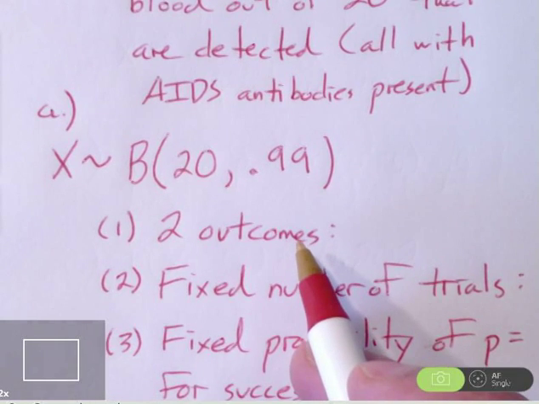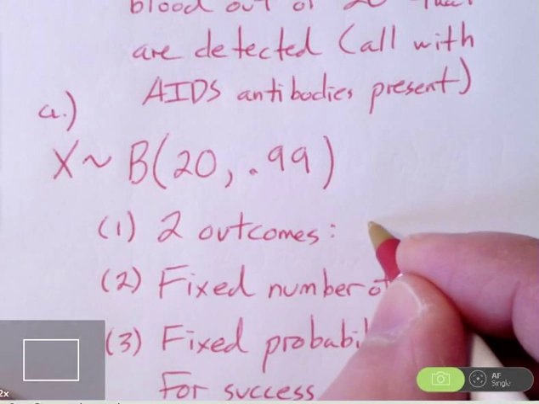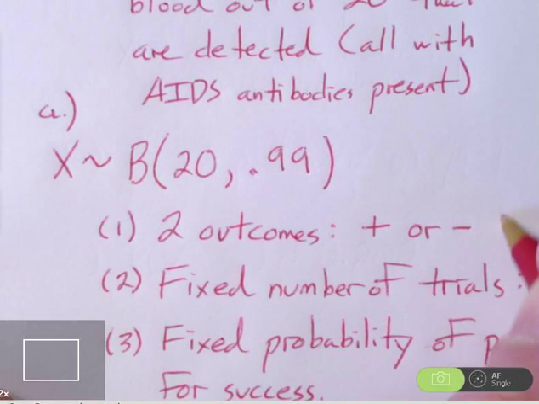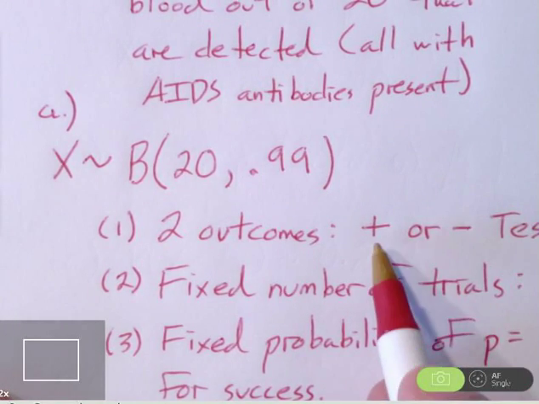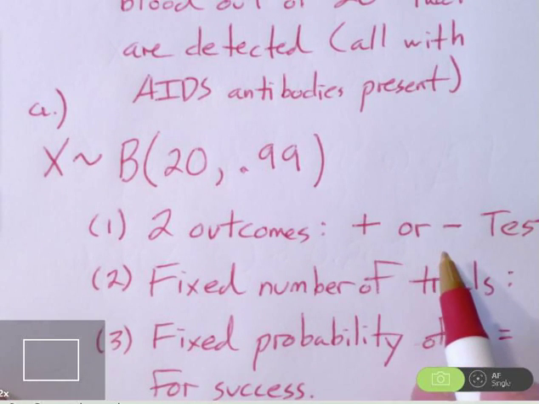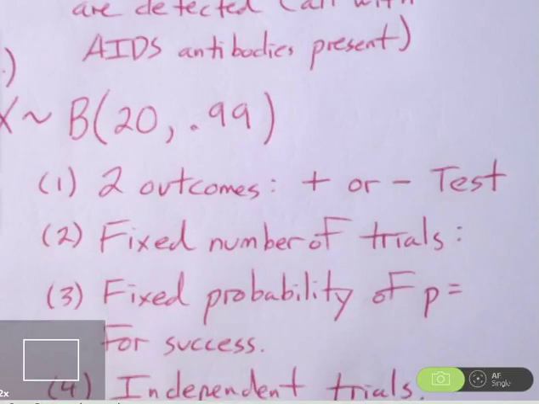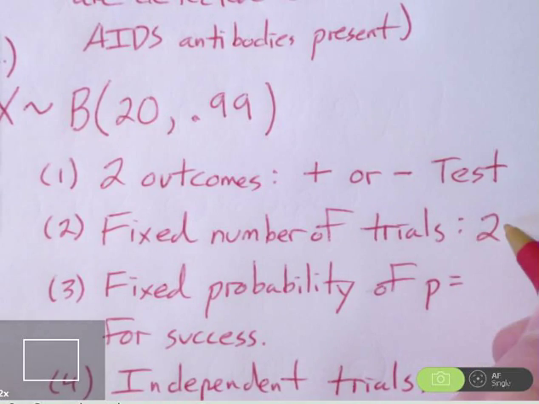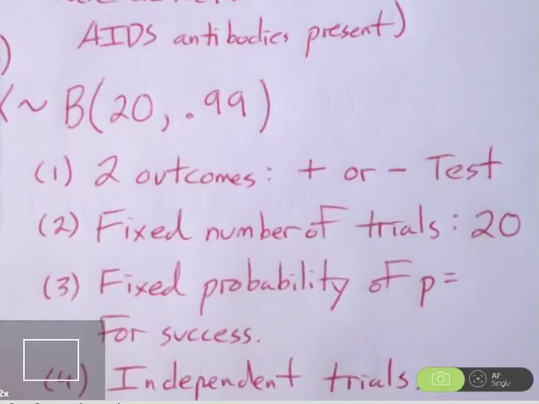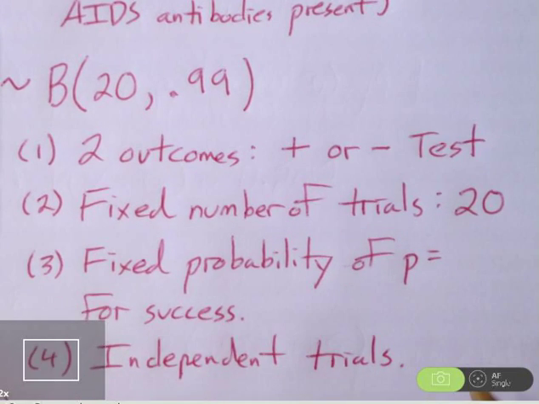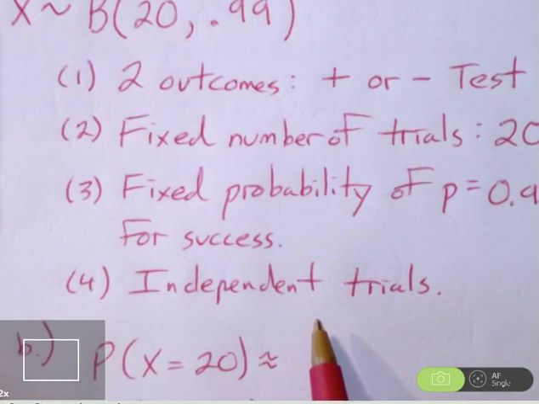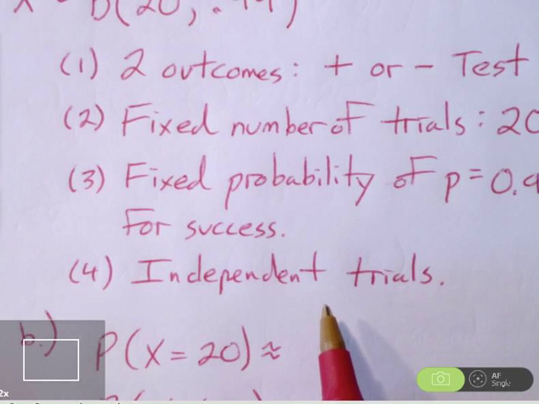So there are two outcomes. Either we have a positive or a negative test result. Positive meaning the antibodies were detected, negative meaning they weren't detected. There's a fixed number of trials because we are only trying to detect these 20 particular units. The probability of success is 0.99. And we are assuming that the test is independent. So whether or not the test has a correct outcome for any trial is independent of whether or not that outcome is correct for any other trial.